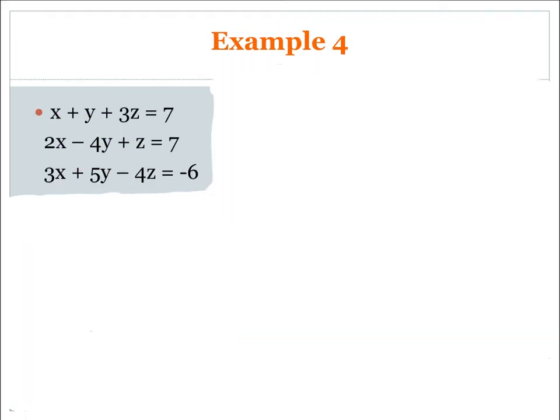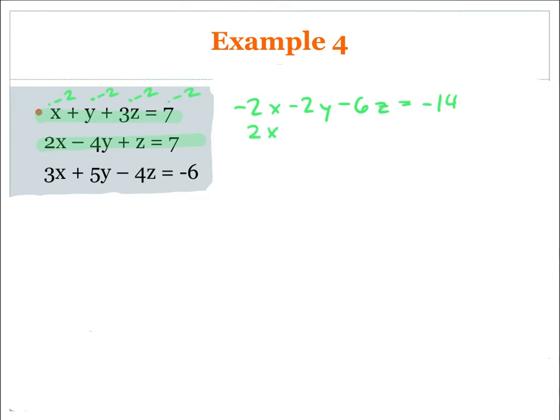All right, example 4. Which two equations do you want to work with first? First and the second. And what do you want to cancel? The x's. Sure, let's cancel out the x's. So what do we have to multiply times our top equation to get our x's to cancel? -2. So we have -2x minus 2y minus 6z is equal to -14.